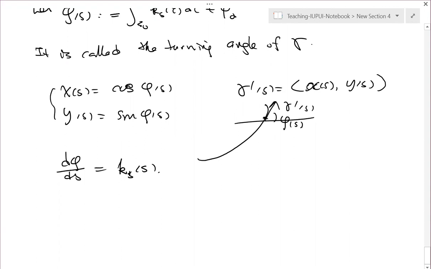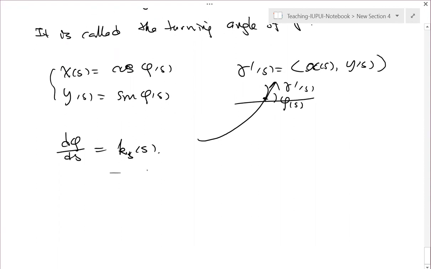Let's take a look. This is a useful formula to actually calculate the curvature. So here's the example.